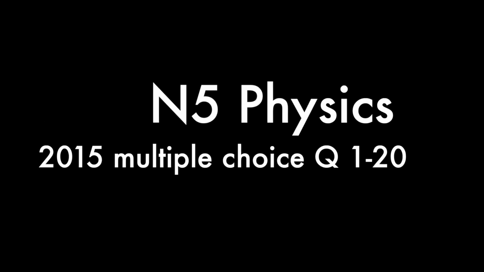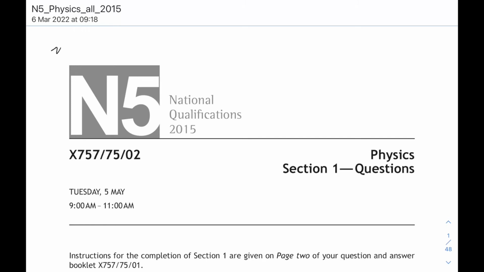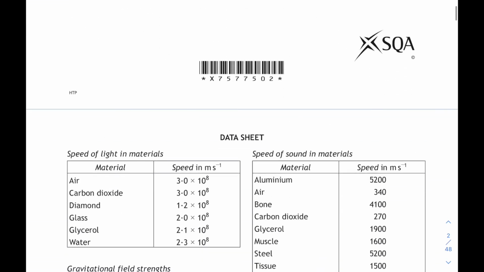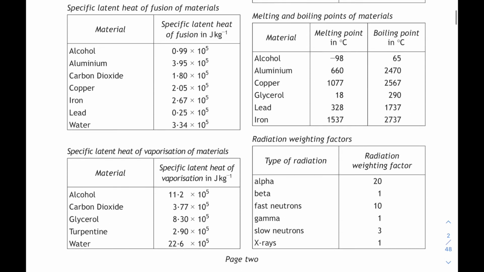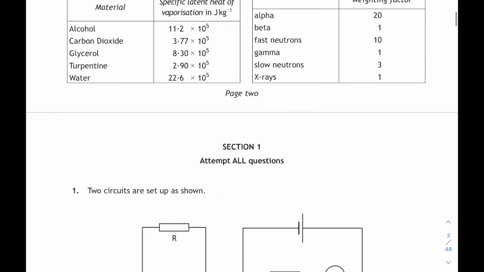It's another National 5 Physics paper, multiple choice, 2015. Questions 1 to 20. If you want to have a go at the paper first, then come back once you've got your answers and we will go through the whole thing. As per usual, first thing you see is the data sheet. Don't forget to refer to that if you've got any questions that require additional information. So we're going to jump straight in.